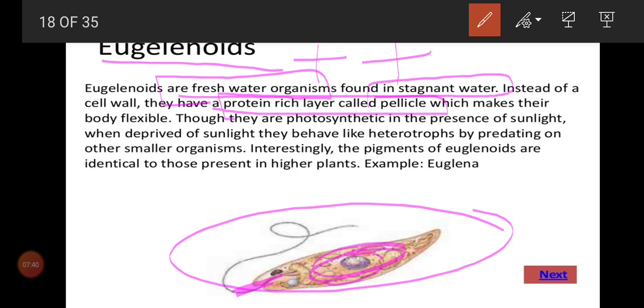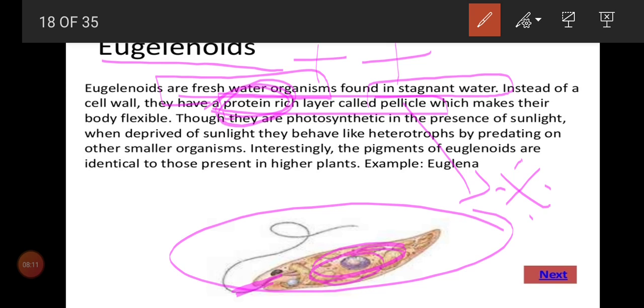So this word is very, very important, children. Why? If it is a plant, it should contain a cell wall. So there is no cell wall in the euglena, but instead of a cell wall, the outer side of the cell membrane contains one more layer. That layer we call the pellicle. The nature of the pellicle is protein, and if it is protein, it is flexible.